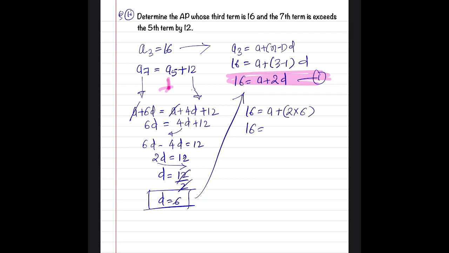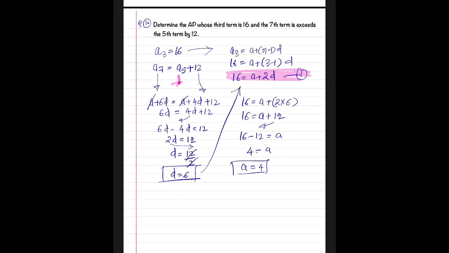So, 16 is equal to a plus 12. So, I will take this 12 to the left hand side, 16 minus 12 is equal to a. So, students, this is equal to 4, so a is equal to 4. Now, we got the value of the first term and the common difference. So, it is very easy to find out the AP.